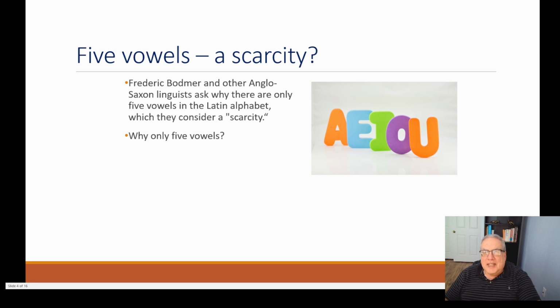Some of the most interesting books that I read were The Loom of Language by Frederick Bodmer and Mother Tongue by Bill Bryson. Frederick Bodmer and other Anglo-Saxon linguists ask why there are only 5 vowels in the Latin alphabet, and they consider this a scarcity. So let's tackle this question. Why only 5 vowels? It is a good question.